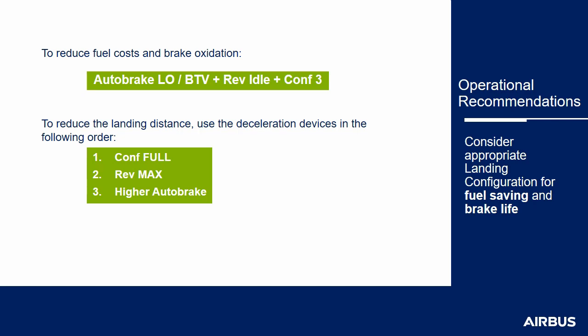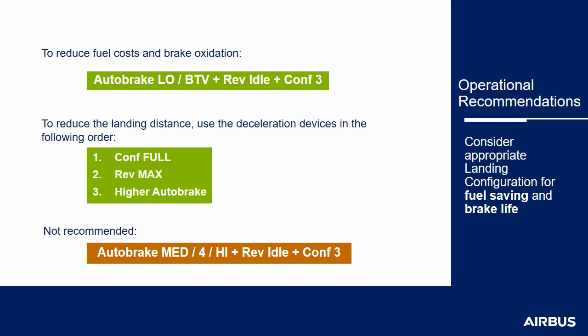If the flight crew needs to reduce the landing distance because of, for instance, the runway length and conditions, aircraft weight, or runway exits and occupancy time on the runway, they should adjust the landing configuration. They should prioritize some devices compared to others, in the following order: conf full first, then reverse max, and as a last option, higher autobrake.